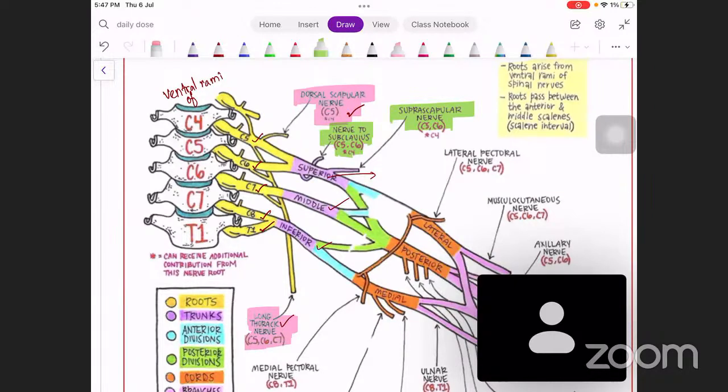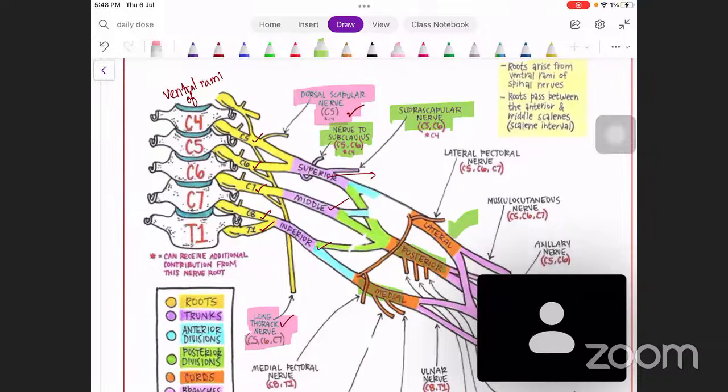And then you have these trunks which give rise to anterior and posterior divisions. So the anterior division of your upper 2 trunks, which is your upper and middle trunk, gives rise to the lateral cord, while the anterior division of your lower trunk gives rise to your medial cord, and the posterior division of upper, middle, and lower trunk gives rise to the posterior cord.